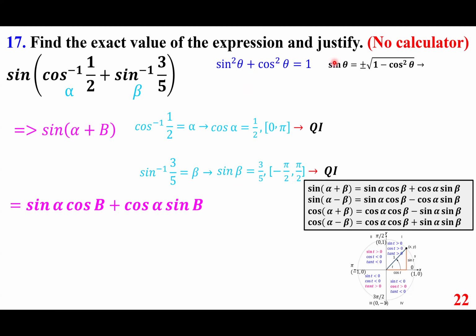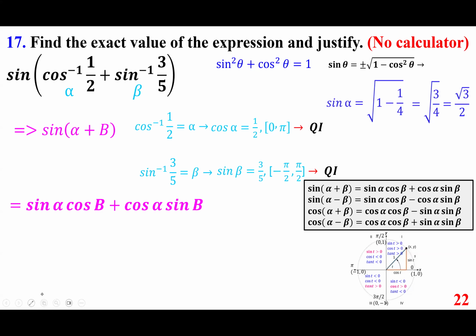So for alpha, we're going to say sine alpha is plus or minus the square root of 1 minus cosine squared of alpha. That means 1 minus 1/2 squared is 1/4. This is 3/4, and 3 remains, 4 comes out as 2. Same thing happens here.